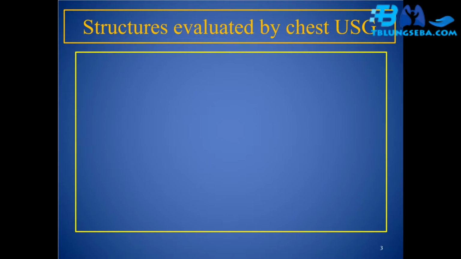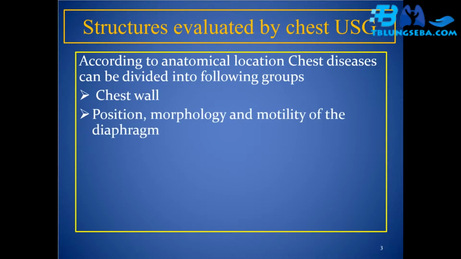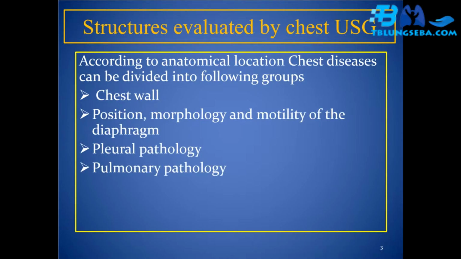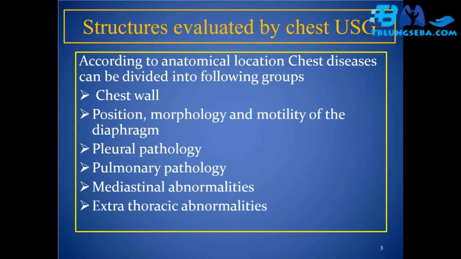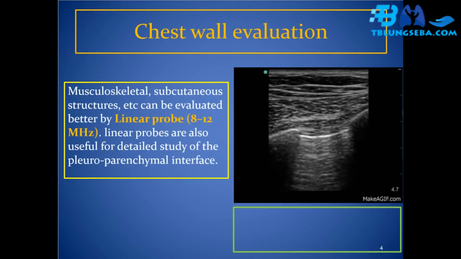Structures evaluated by chest USG. According to anatomical location, chest diseases can be divided into the following groups: chest wall, position, morphology and motility of the diaphragm, pleural pathology, pulmonary pathology, mediastinal abnormalities, and extrathoracic abnormalities. Chest wall evaluation: musculoskeletal and subcutaneous structures, etc. can be evaluated better by linear probe, 8 to 12 MHz.